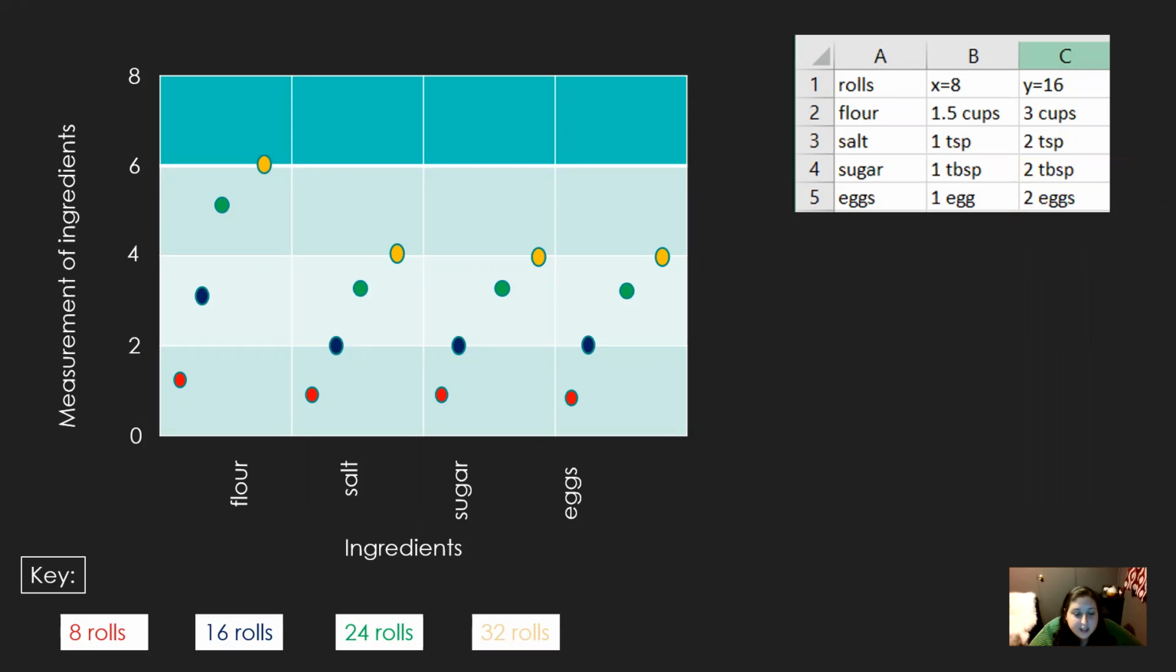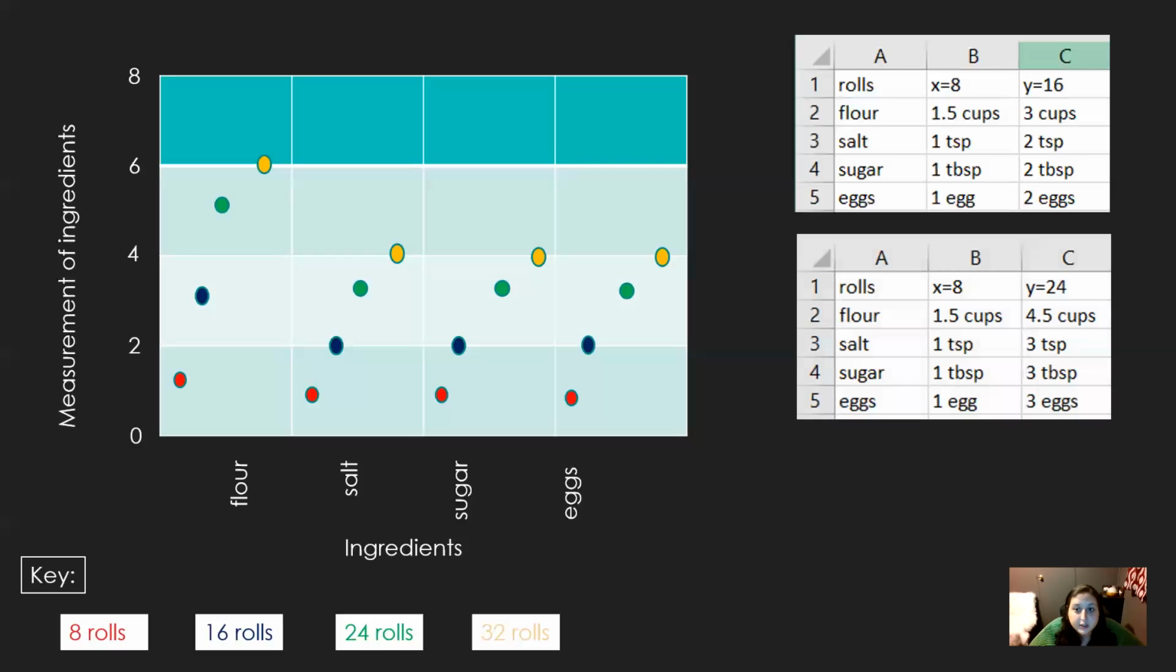So, we've got this key down here at the bottom that shows that 8 rolls is going to be in the red dot, 16 rolls is going to be in the blue dot, 24 rolls is going to be in the green dot, and 32 rolls is going to be in the orange dots. So given the information that we just went over for making a batch of 8 rolls, we're going to look at all of the little red dots that are lined up on that bottom row, and it shows how much flour, salt, sugar, and eggs are needed.